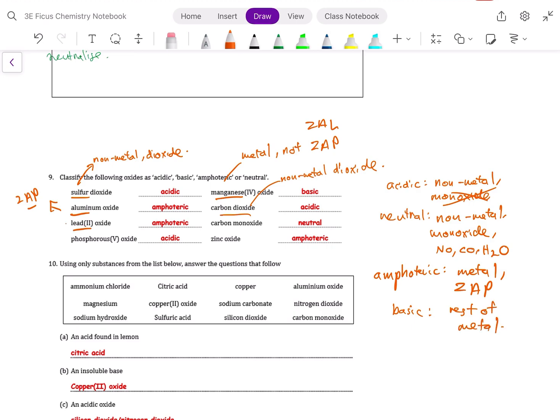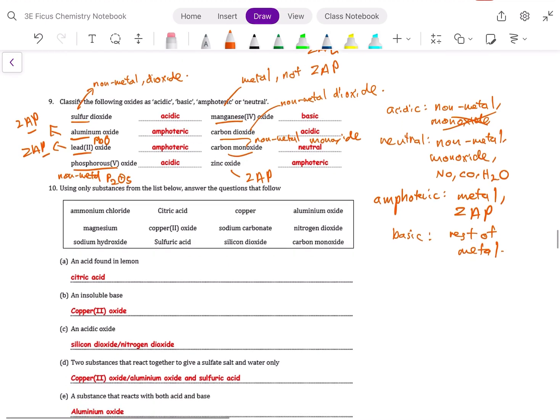This one is your ZAP, lead. The chemical symbol for lead is PbO, lead(II) oxide. Carbon monoxide: non-metal monoxide, so neutral. Then this one, phosphorus is a non-metal. I think this is P2O5, non-metal and not a monoxide, so it's acidic. Alright, moving on.